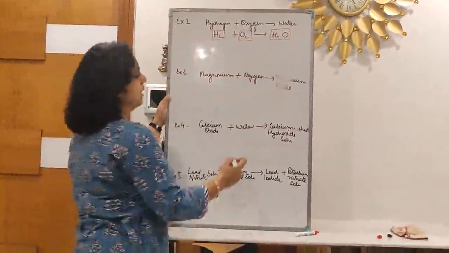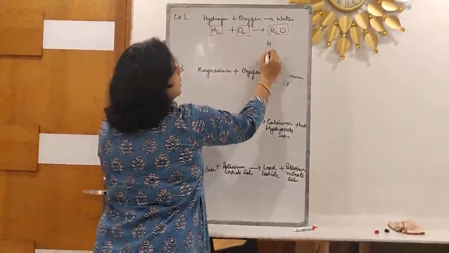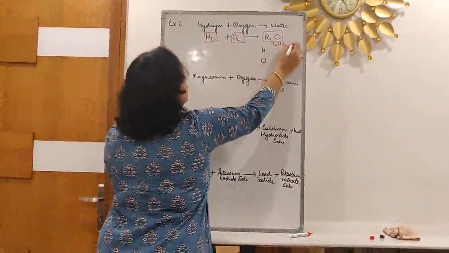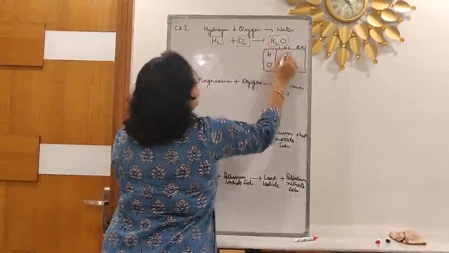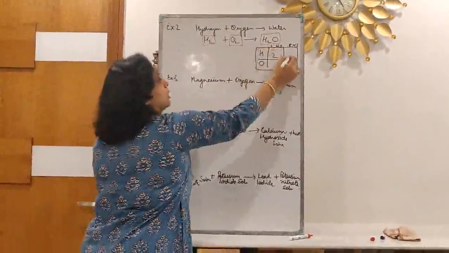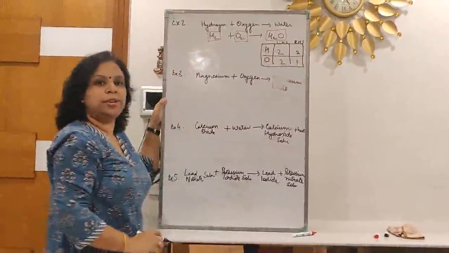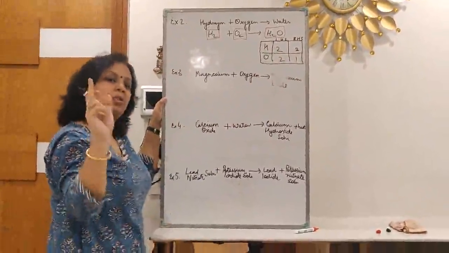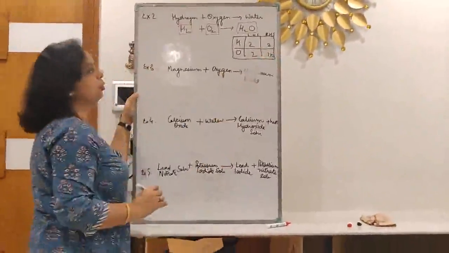Now, how many hydrogens? This is LHS, this is RHS, this is my table, a small one. These are 2, this is 2, this is 2, this is 1. So what do I need to do? I just need to balance oxygen. How do I do that? By multiplying it by 2.